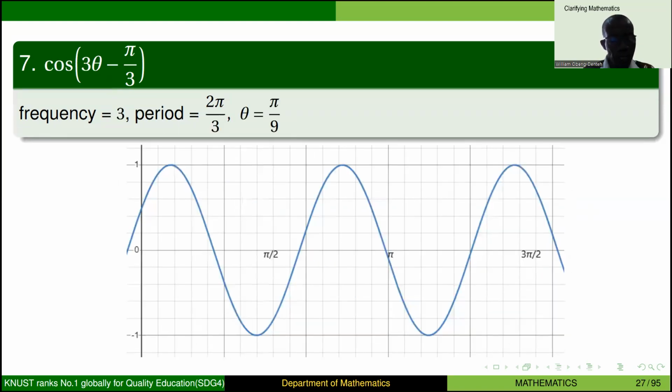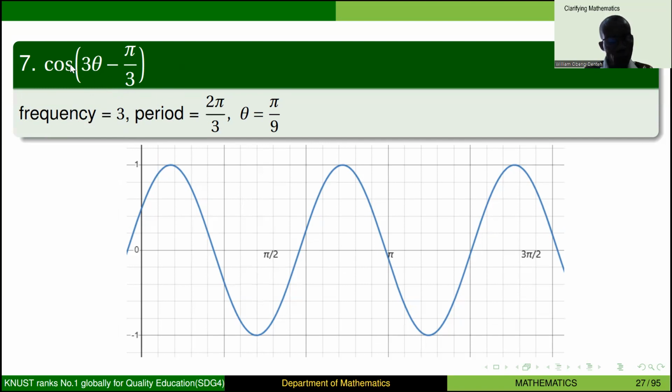Question 7 is saying cos 3 theta minus pi on 3. Now, for this one too, if we equate the whole of this to 0, our theta will be pi on 9. So for this one too, there will be a shift to the right. There will be a shift of pi on 9 to the right. And so that is what has been done. And our frequency from here is 3. Our period, we shall divide 2 pi by 3.